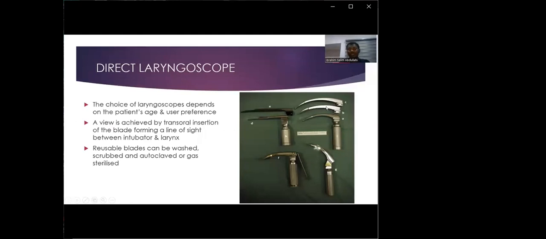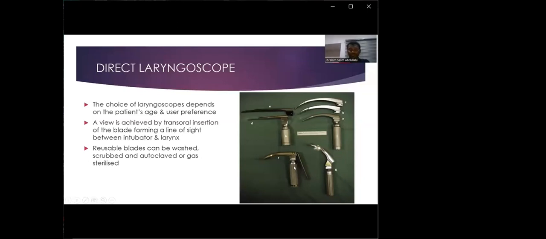Here on this side, we have the Macintosh. They come in different sizes, size 1, 2, 3, and 4, for adults and pediatrics. And then we have the polio blade. We can see how it has an obtuse angle. This was initially designed for use during the iron lungs, but however, it's now utilized in obese patients, and then patients with large breasts.